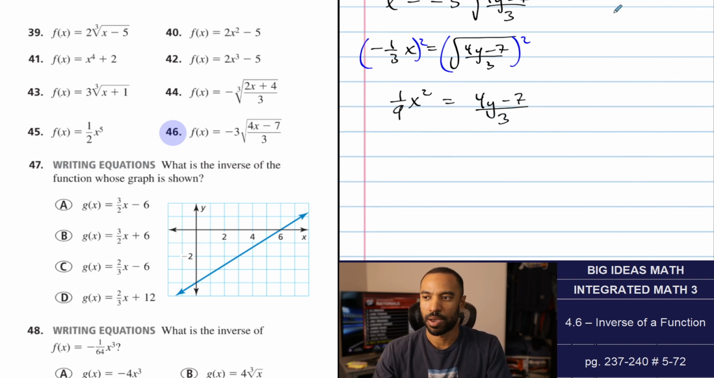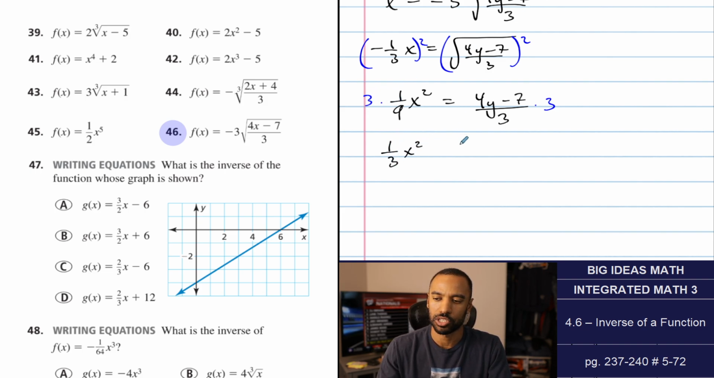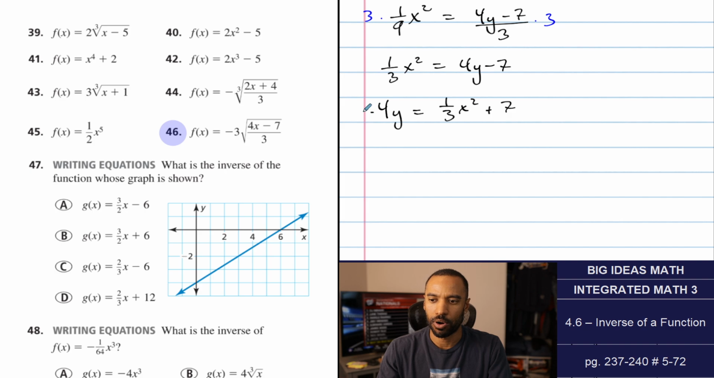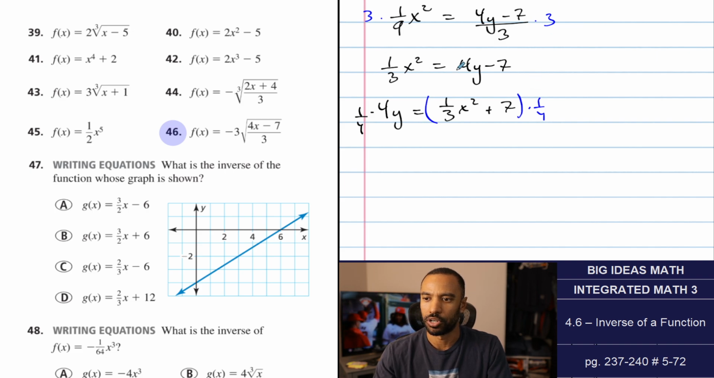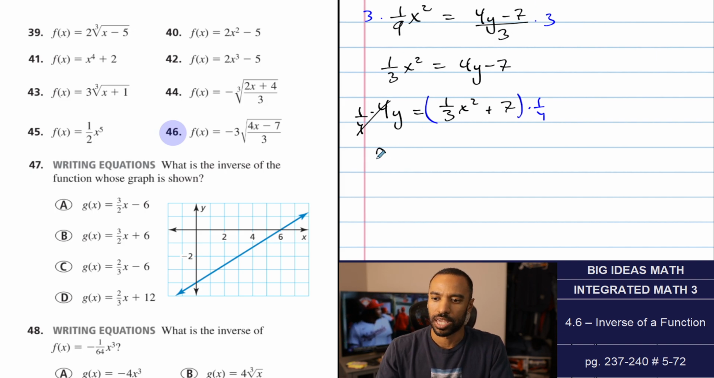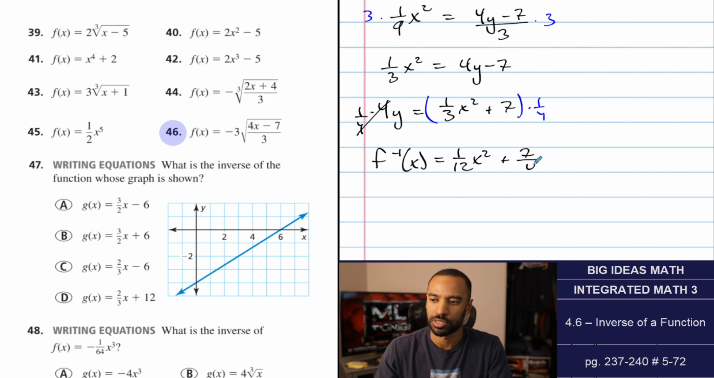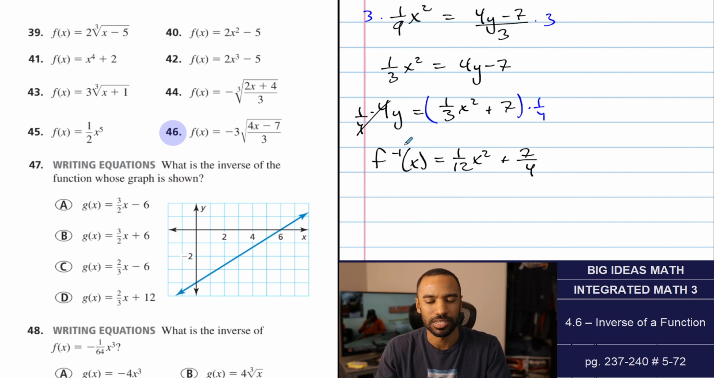I'm going to multiply both sides by 3. Now 1/3, or 1/9 times 3 is 1/3, so you get 1/3 x squared. We'll add 7 to both sides. I'm going to actually write the 4y on this side now. Add 7 to both sides, and then divide both sides by 4. Now when I divide by 4, you could also say times 1/4, and I bring that up because we might want to say 1/3 times 1/4 in this case. So this will be y. Let's do f inverse of this. We'll say inverse of our function equals 1/4 times 1/3 is 1/12. It'll be 1/12 x squared plus, and this is 7/4. If you wrote a decimal, it's 1.75 for that.